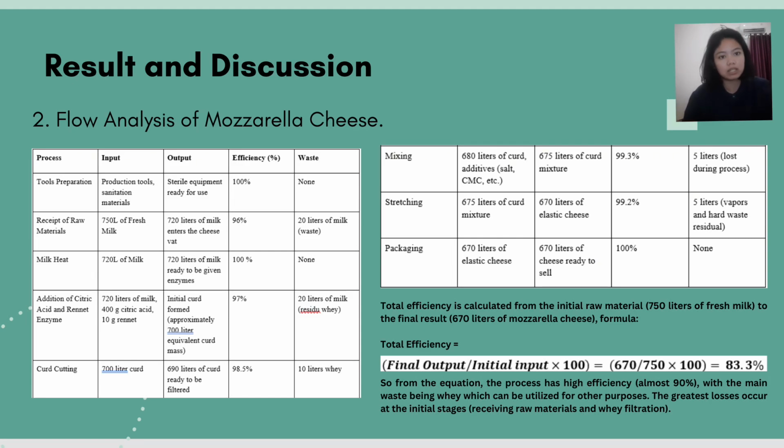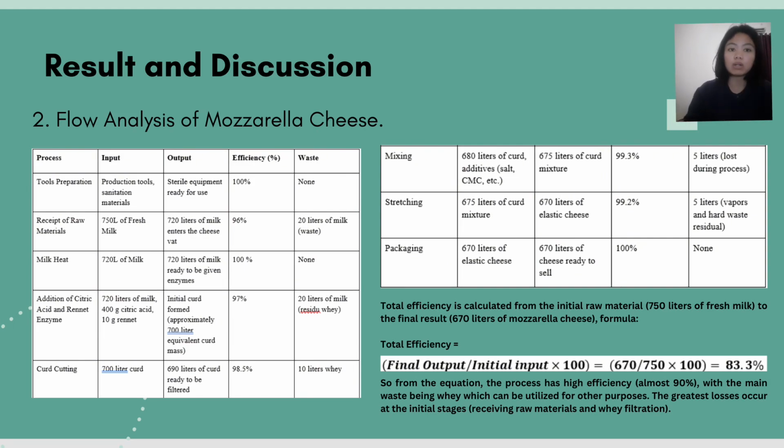After that, we go to the packaging section with the input of 670 liters of elastic cheese, and the output is the packaged cheese with 100% efficiency and zero waste. So the total efficiency is calculated from the initial raw materials, which is 750 liters of milk, to the final result, 670 liters of mozzarella cheese, with the formula final output divided by the initial input times 100.